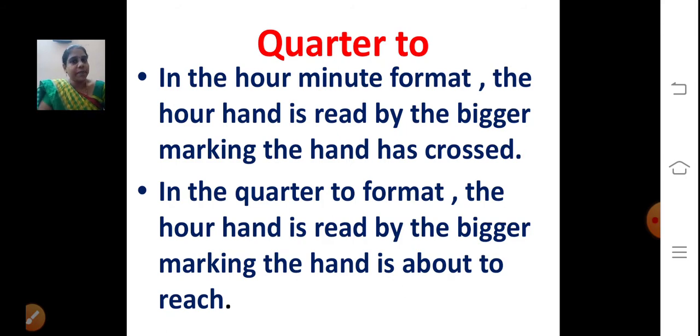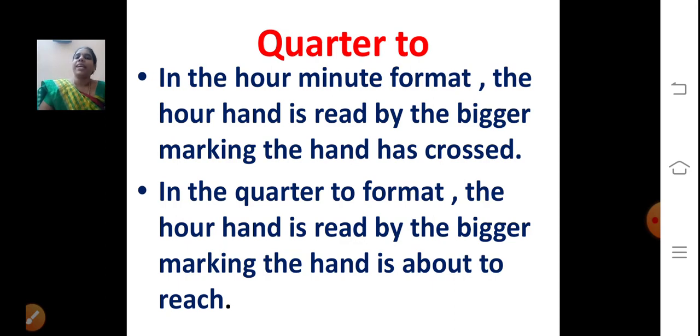In the hour minute format, the hour hand is read by the bigger marking the hand has crossed. We all know how we see the time. Yes, we see the hour hand and the minute hand, isn't it? If the hour hand has crossed one particular time, that time we will take. The hour hand, that means the smaller hand, is read by the bigger marking it has crossed. Bigger marking means the numbers 1, 2, 3 till 12, right? So whichever number it has crossed, that number we will take as the hour, isn't it?